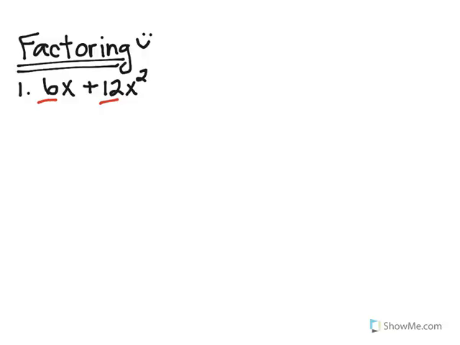In other words, what's the biggest number that goes into both of them? And the answer is 6. So I'm going to go ahead and take out a 6. I'm going to write my 6 down here. Now the next thing that they have in common are these x's. Well, how many of them do they have in common? Well, they have 1 in common. So I'm going to take one of them out, like so.